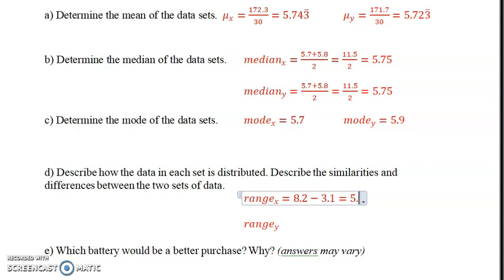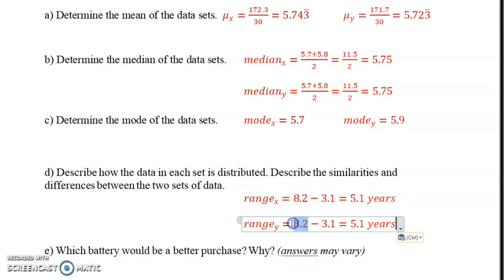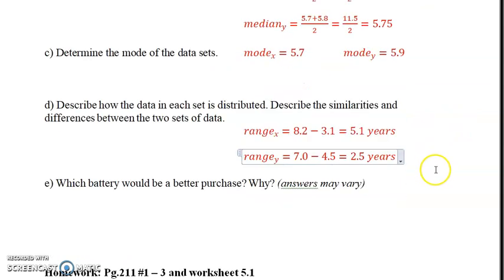The range of battery life is 5.1 years for X, and for Y, the highest was 7 and the lowest was 4.5. So that was a 2.5 year difference. So what I noticed is that the ranges are much different from data X and data Y, right?